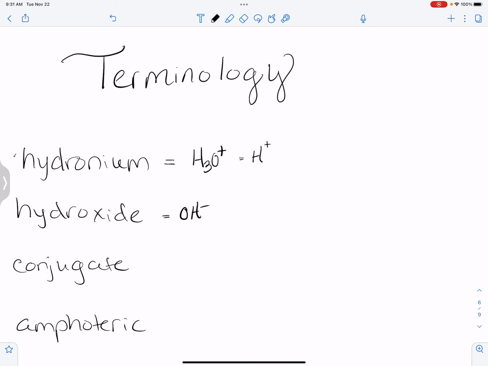As a little note, having hydronium, this eventually will be able to be converted into pH, and this eventually would be able to be converted into pOH. There's some equations you'll learn that will let that happen. So just giving you a heads up there.